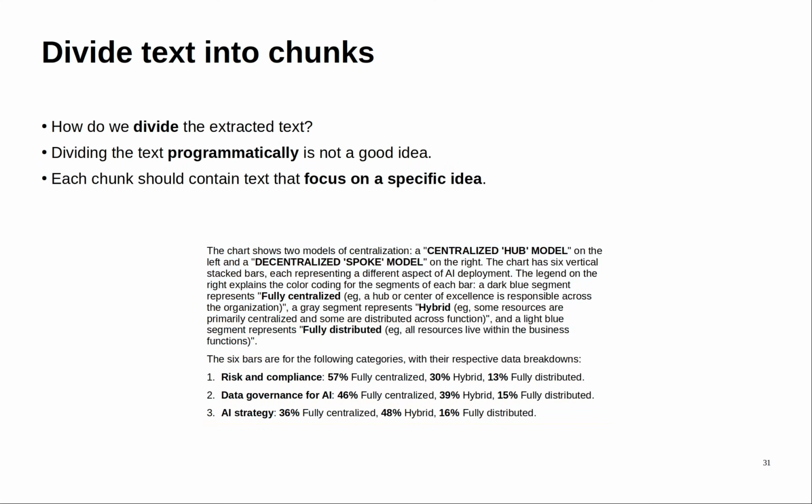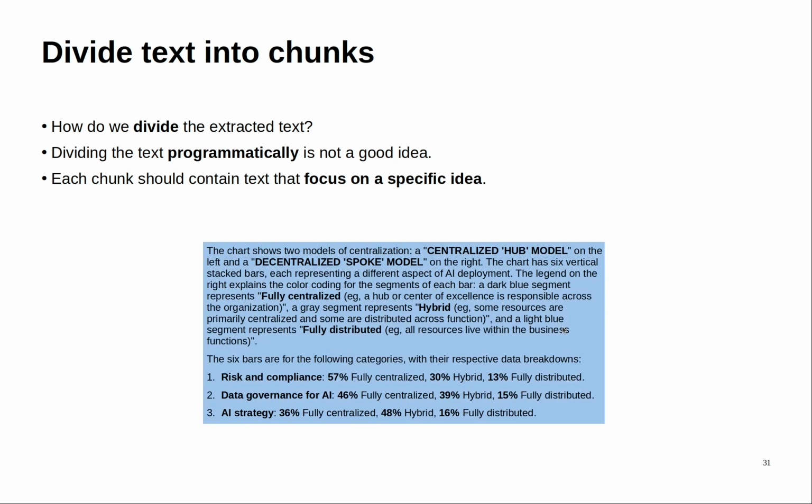What we should do instead is analyze the text and divide it into chunks that talk about one thing. In this example, we can store this text as one chunk because it describes a figure. This first paragraph describes the figure, and after that it tries to tell you the numbers that are inside that figure. So this can be stored into one chunk because it talks about the same thing. There is no need to divide this into multiple chunks.